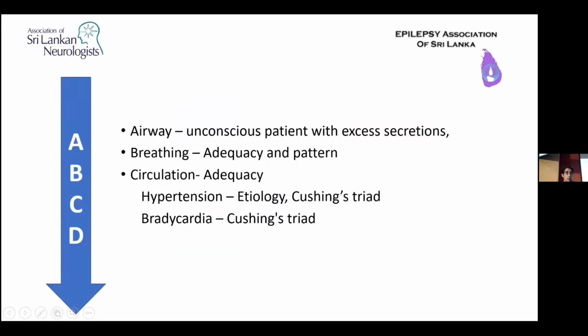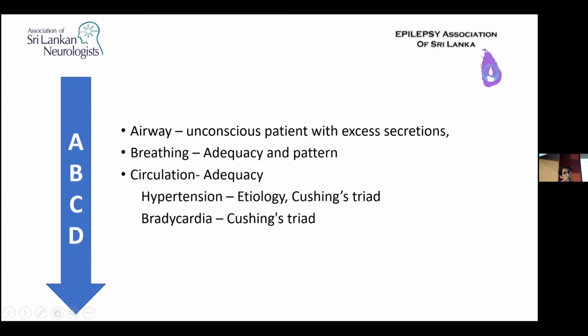Okay, so when you talk about ABCD, is there anything particular that we have to look at in a patient with status epilepticus or having a seizure? Airway, of course, we have an unconscious patient. Airway always has to be protected, but a patient with a seizure is likely to have excess secretions as well. Breathing, adequacy of course we have to look at. The pattern can give you clues to your etiology. You might be dealing with a patient who is having a Hind-Strokes breathing due to a brainstem herniation or pathology. So that's just an example.